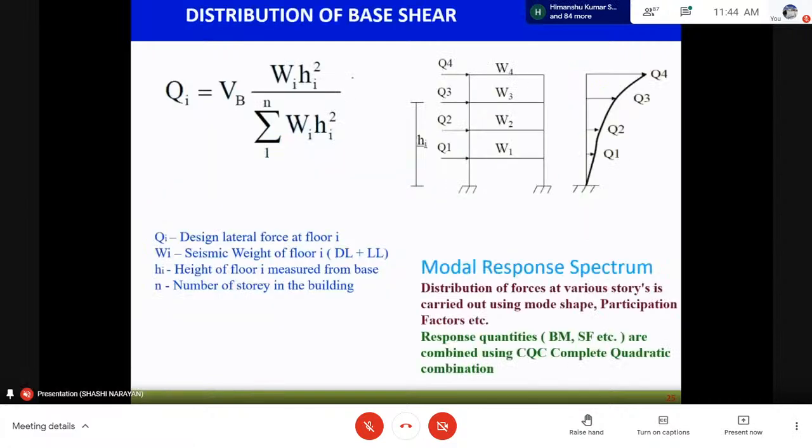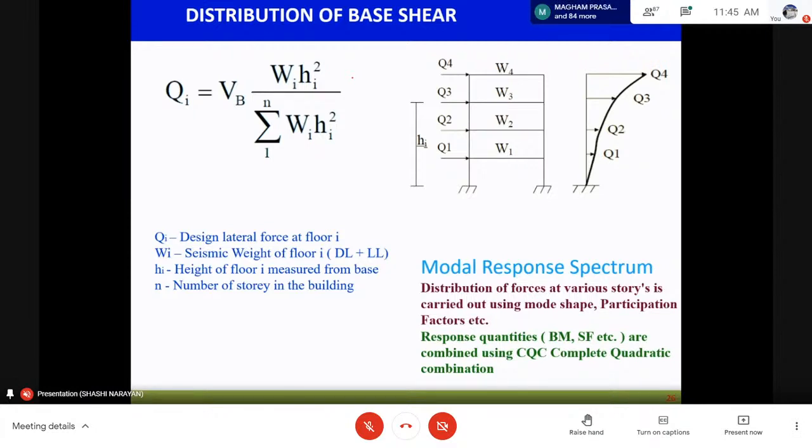So now this base shear needs to be distributed over the height. For that, one of the methods is to assume a parabolic distribution. Other methods are based on the mode response. Why a parabolic distribution is assumed is very important.